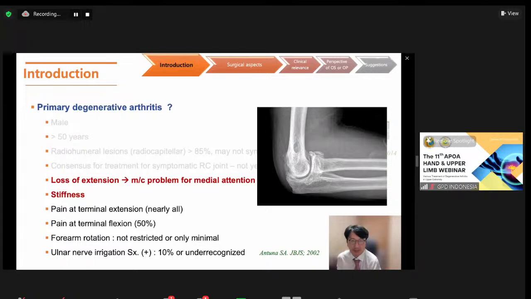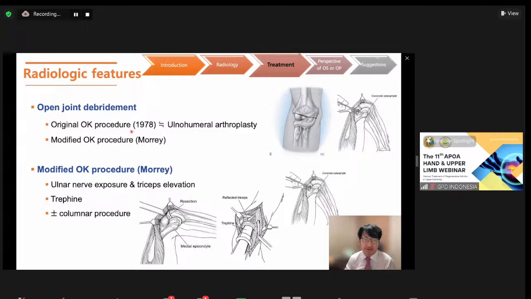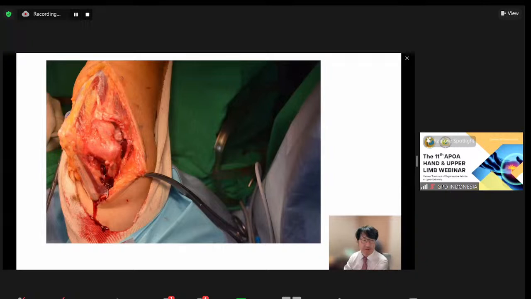The OK procedure is now usually used with the same meaning as UHA, ulnohumeral arthroplasty, and the modified method by Mori is a little more extensive. There is some manipulation of the ulnar nerve, he used a trephine, and there is an additional column procedure. I also sometimes use only a simple, mini-open ulnohumeral arthroplasty, but if there is no satisfactory range of motion, then I also do the column procedure. Even though this patient has a somewhat deformed elbow, I use the modified method and open on the medial side. But later I will talk about the open column procedure through the radial approach.